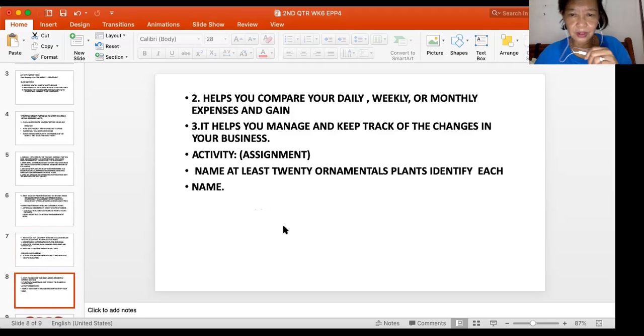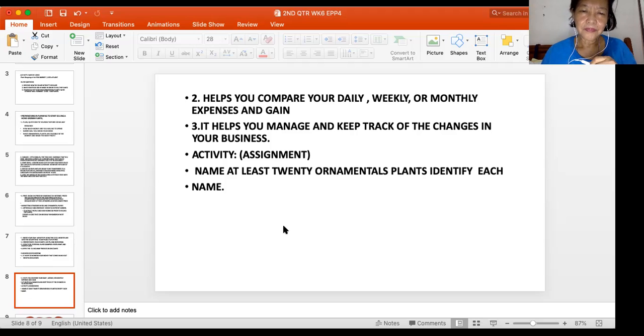Number two, it helps you compare your daily, weekly, or monthly expenses and gain. So there will be a comparison of how many plants have been delivered or bought today. You can do it weekly or monthly. So what did you gain, and then you deduct the expenses.